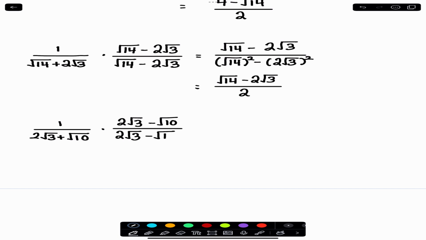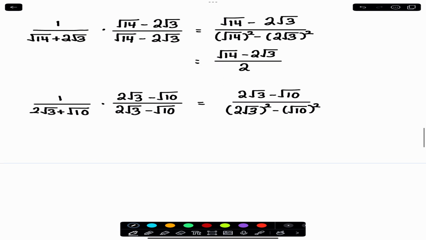The conjugate is 2 root 3 minus the square root of 10 over 2 root 3 squared, which we already know is 12 from before, minus the square root of 10 squared, which is 10. Surprise, surprise, this ends up being 2 root 3 minus the square root of 10 over, that was not a straight line, 2.